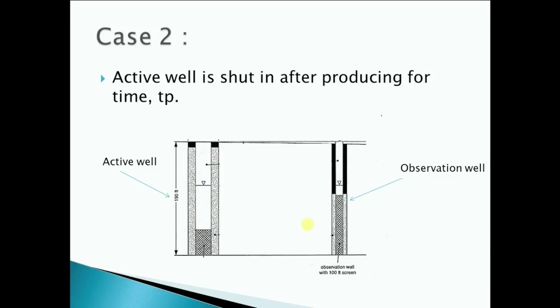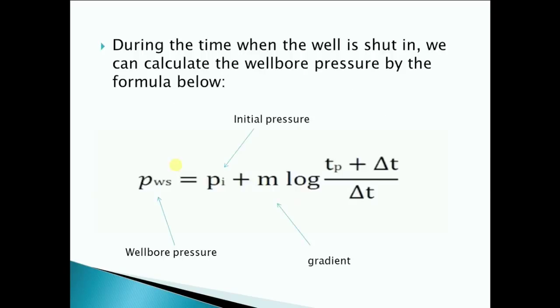So what really happened in case 2 is when the active well is shut in after producing for time tp. You can see from below, the diagram. This one is called the active well and this other one is the observation well. So what really happened is the active well is being shut in, meaning there is no longer production from the well. So a different calculation and different steps need to be taken.